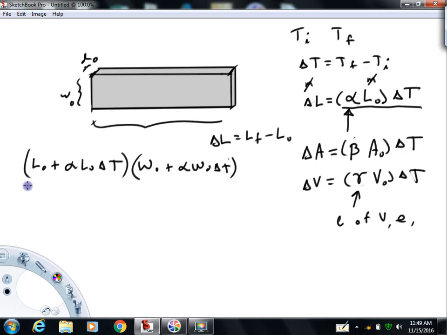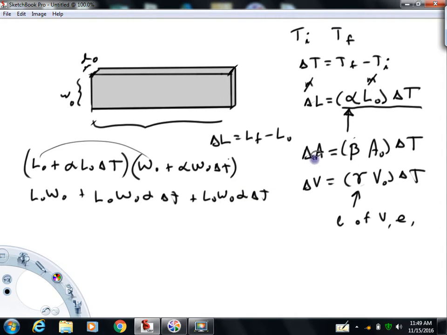I'm going to go through and we're going to write this out and inspect this a little bit. So that first product is L sub O, W sub O. The outer product here is going to be times L sub O, W sub O, alpha, delta T. That's this product, and I rearranged it just slightly to put these geometric factors together. And then this product right here is going to be L sub O, W sub O times alpha, delta T.